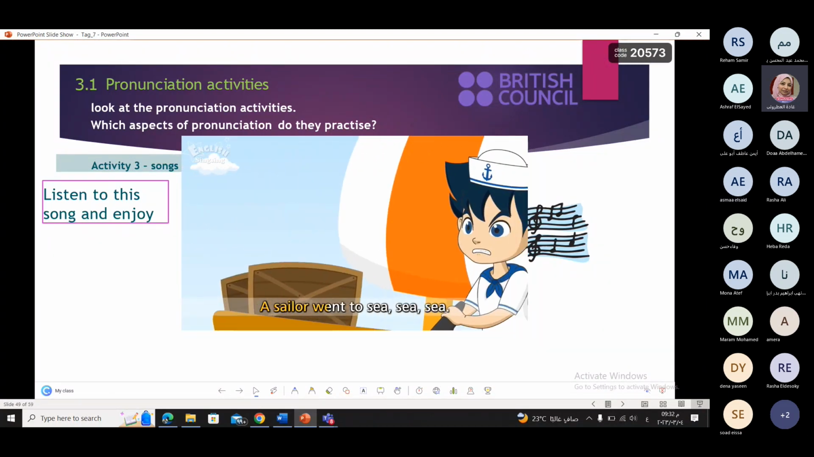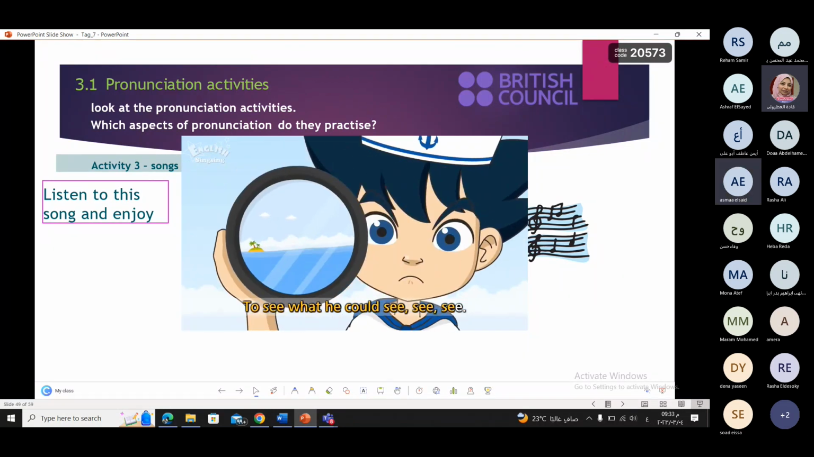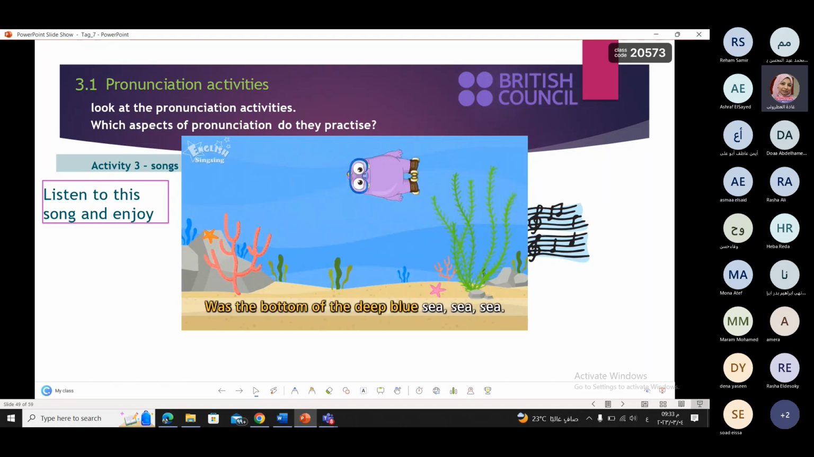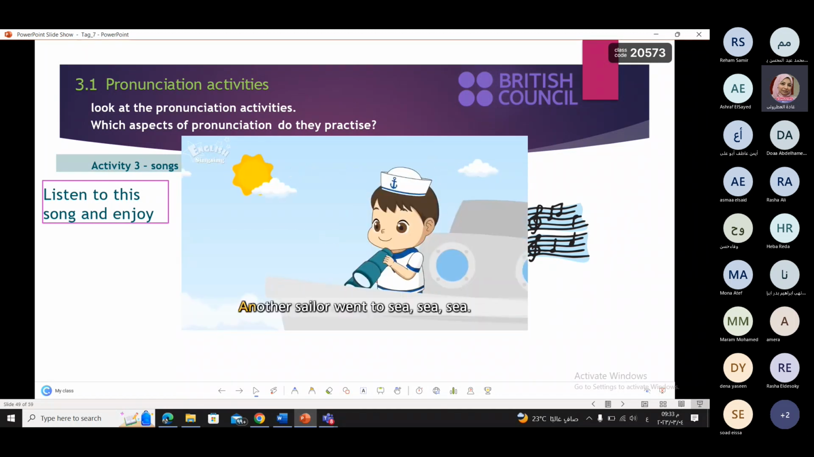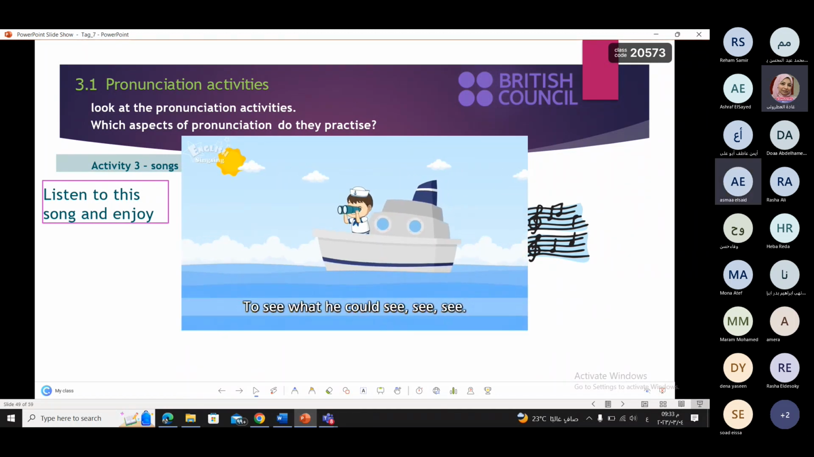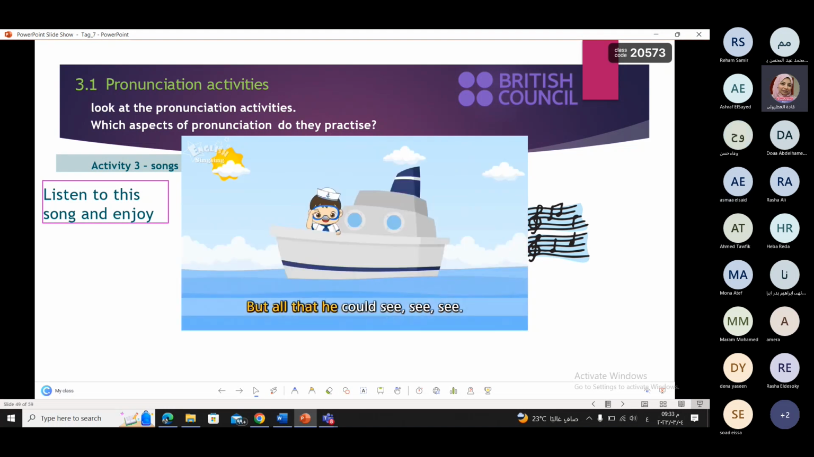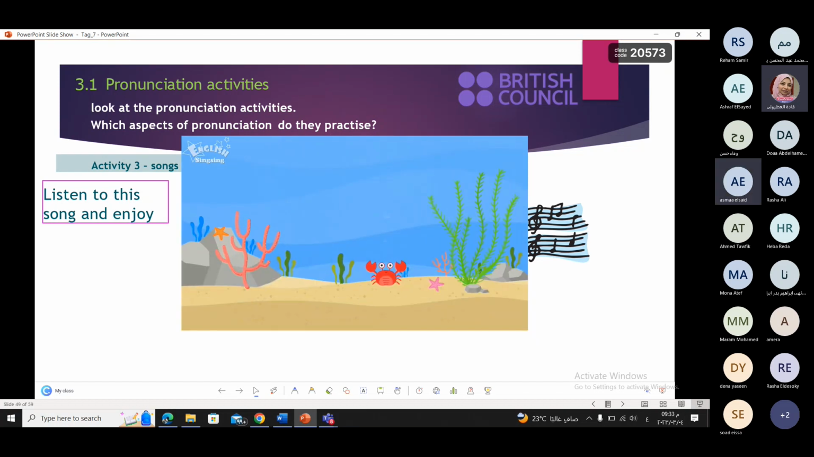A sailor went to sea, to see what he could see. But all that he could see was the bottom of the deep blue sea. Another sailor went to sea, to see what he could see. But all that he could see was the bottom of the deep blue sea.